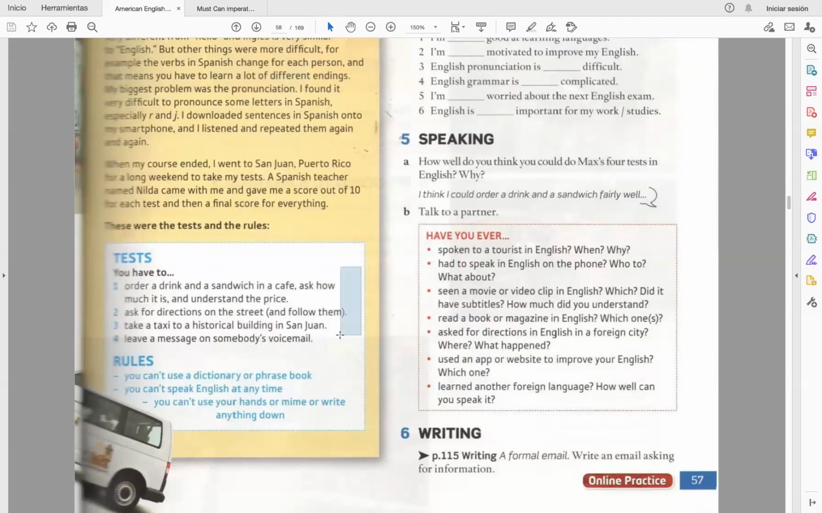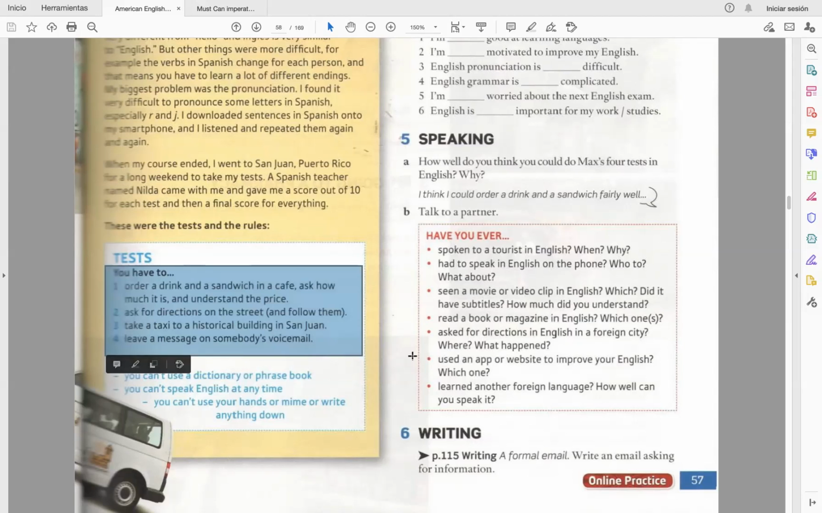Okay. And the rules are you can use a dictionary or a phrase book. You can speak English at any time. You can use your hands or mime or write anything down. Okay, very good. Carla, in your opinion, which of these 4 tests is the most difficult one?